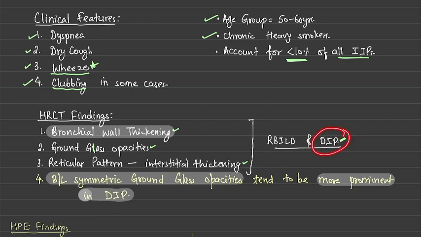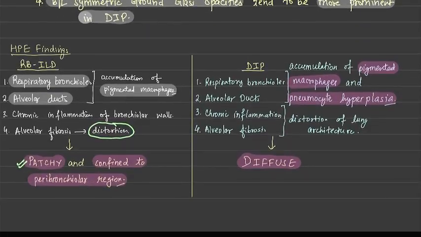In DIP the findings are diffuse, right? HRCT findings: bronchial wall thickening, ground glass opacities, reticular pattern. In DIP the bilateral symmetric ground glass opacities are seen. These are more prominent. Histopathology is the main investigation which is used to differentiate between RB-ILD and DIP. In RB-ILD it is patchy involvement, in DIP it is diffuse involvement.